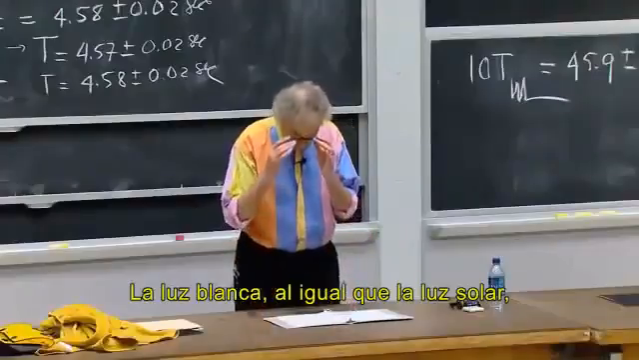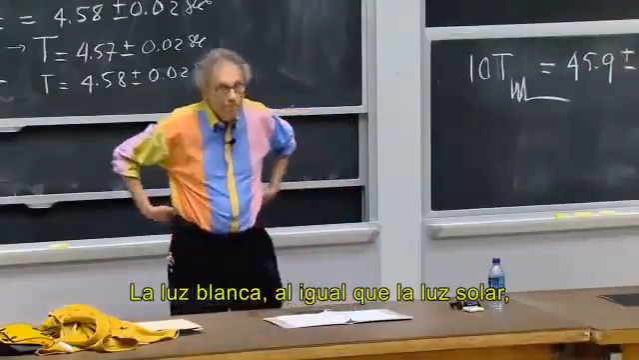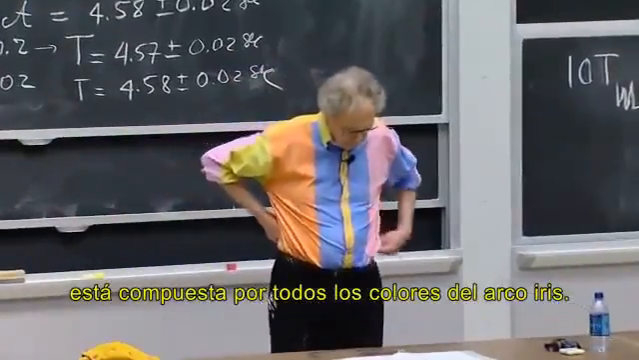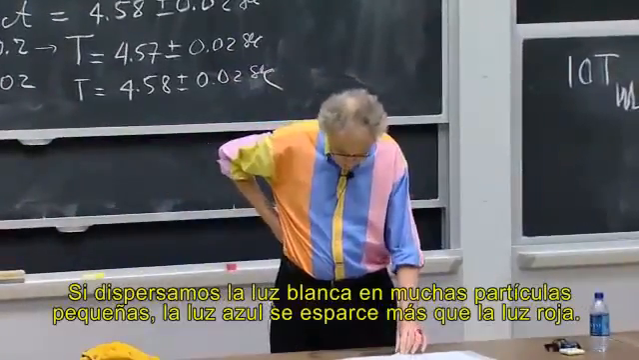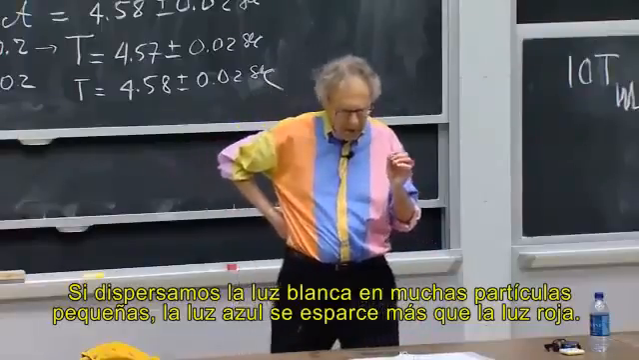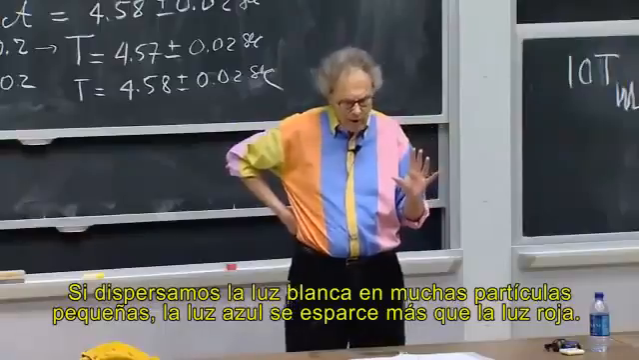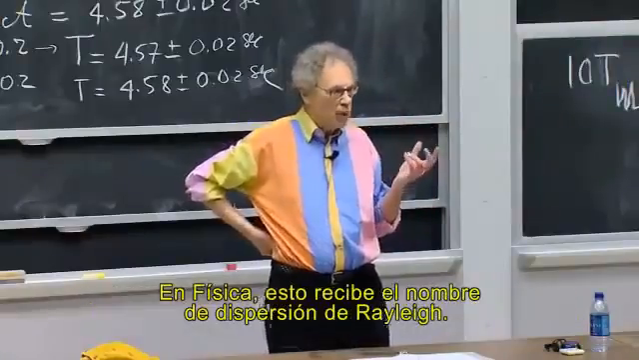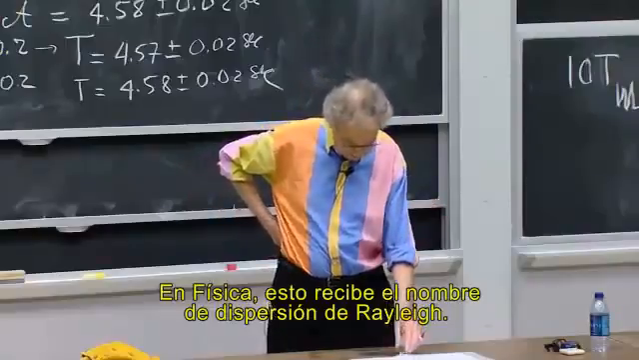White light, like sunlight, is composed of all the colors that you see in the rainbow. If I scatter white light off very small particles, then the blue light is scattered more than the red light, and we give that a name in physics. We call that Rayleigh scattering.